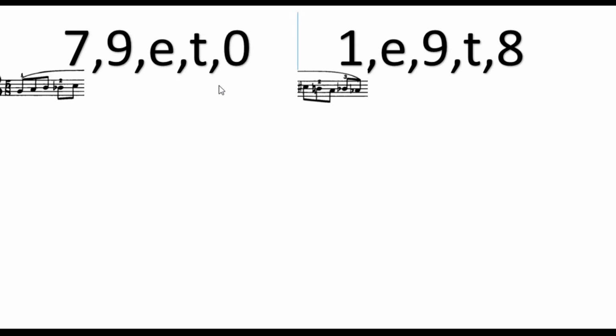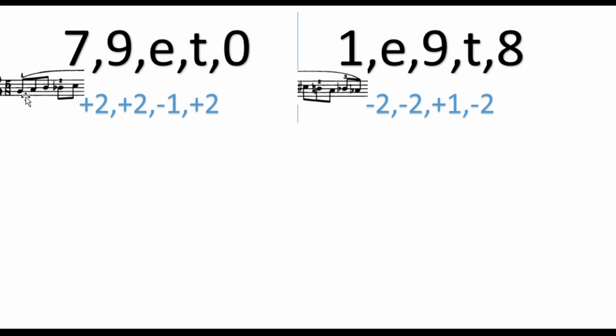Objective 51.1 says calculate the inversion of an ordered pitch set. These are both ordered pitch sets because we are listing the integers in the order that they appear in the piece. For two ordered pitch sets to be related by inversion, they would have the same size intervals between each integer, but with the direction reversed. If we analyze the ordered intervals between these pitches, we'd see in the first set we have +2, +2, -1, +2. In the second set, we have the same intervals with the directions reversed: -2, -2, +1, -2. Therefore, these two pitch sets are related by inversion.